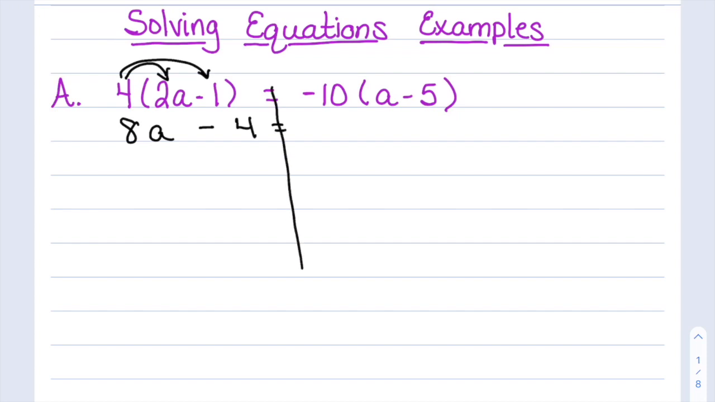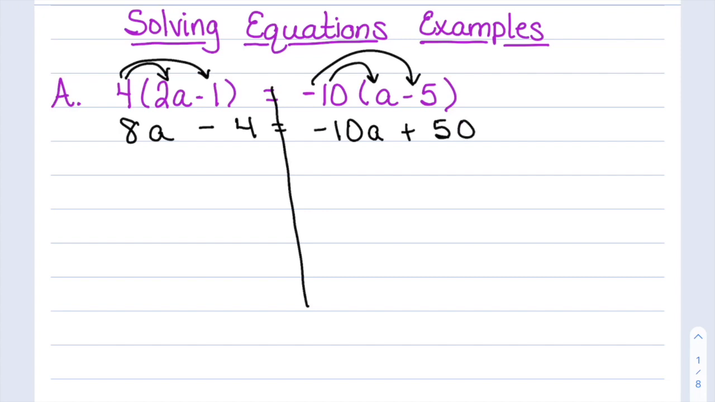Think about this as being a wall here. We want to do each thing on each side of the wall. So we're simplifying down. I can't combine any like terms. 8a can't combine with 4, so that's as simple as I can go. Now let's do the other side. Negative 10 times a is negative 10a. A negative times a negative gives me a positive 50. And I can't simplify anything there.